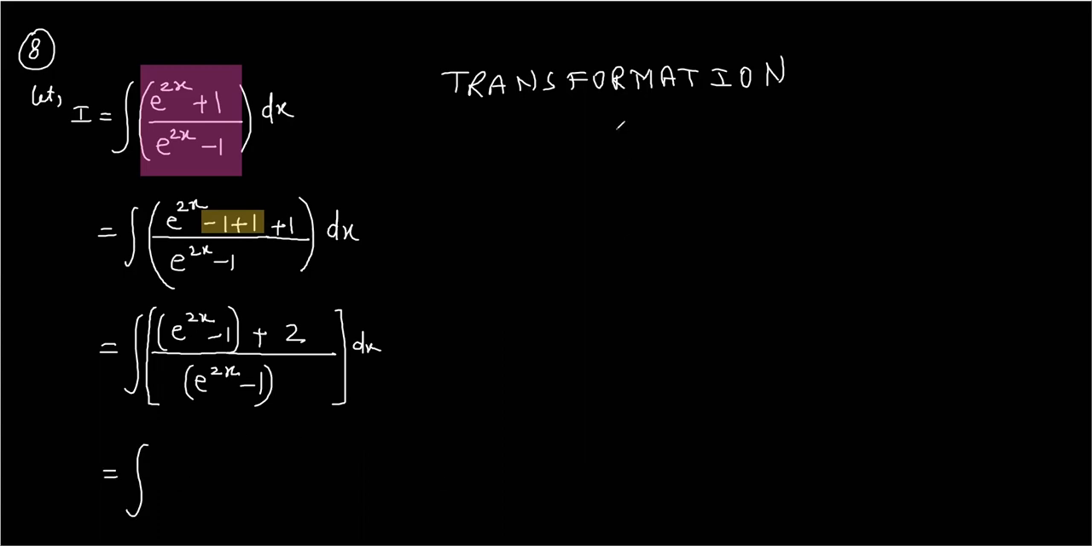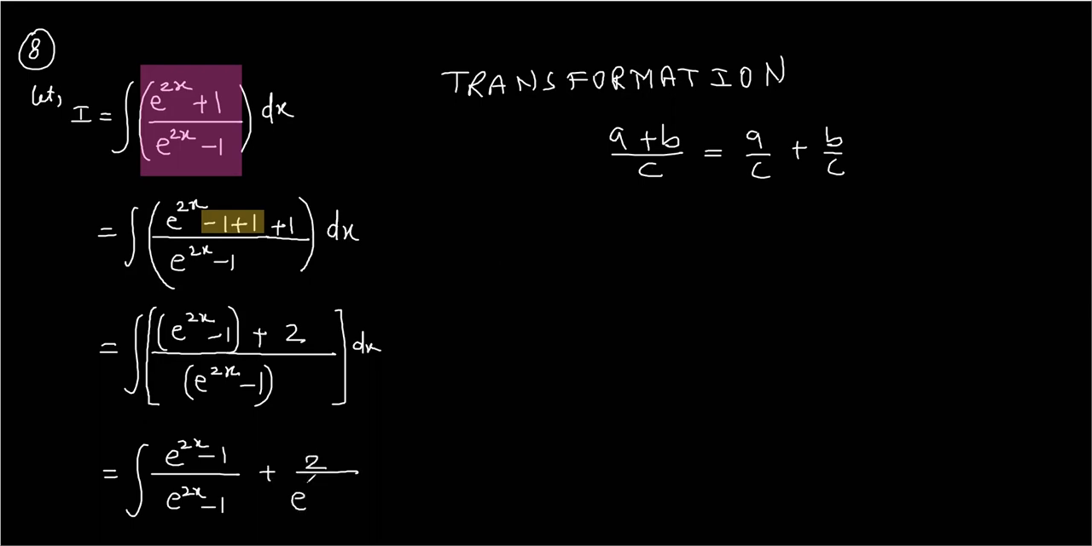Okay, as you all know, students, if you have a plus b over c, then you could write this as a over c plus b over c. That c could be split, right? So here I am splitting this denominator. So this will get me e raised to 2x minus 1 upon e raised to 2x minus 1, plus 2 upon e raised to 2x minus 1, dx. This is what you will get.